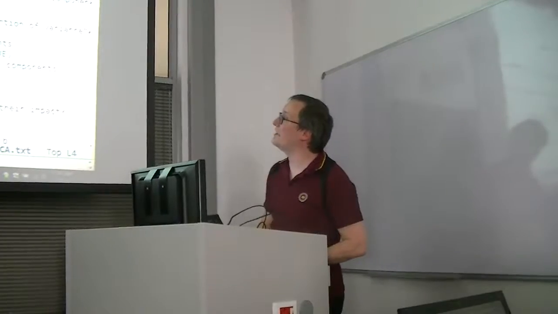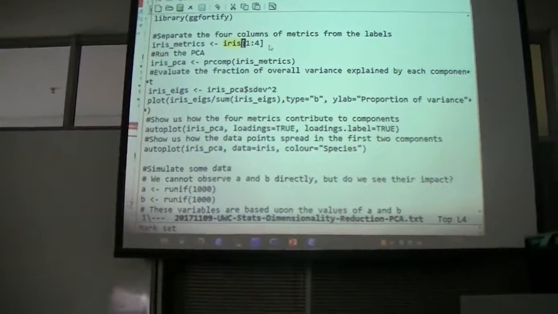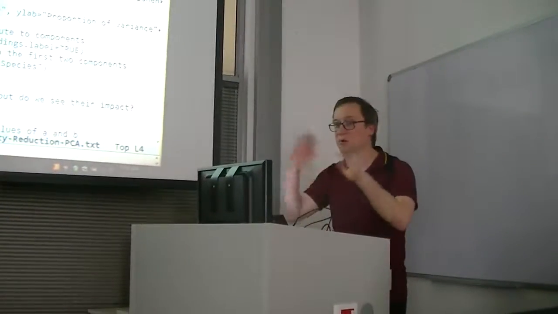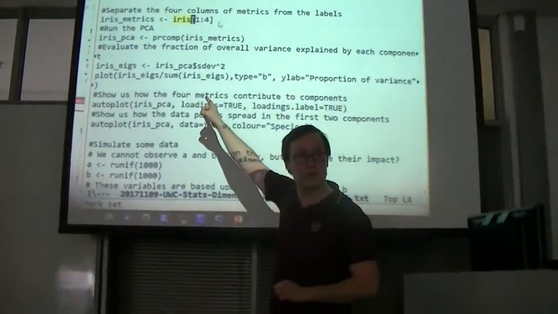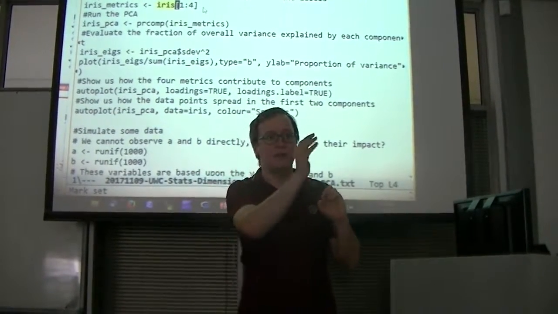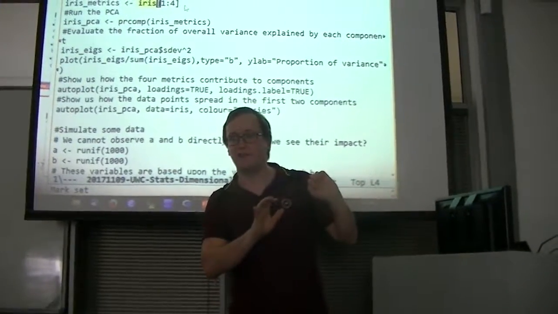Okay, so iris has 5 fields, but we don't want them all. We don't want the last one, which is the label, because principal components doesn't know what to do with that. So I am subsetting. Does everyone remember subsetting? We're going to use these square brackets, and we're going to grab columns 1, 2, 3, and 4, but not column 5.